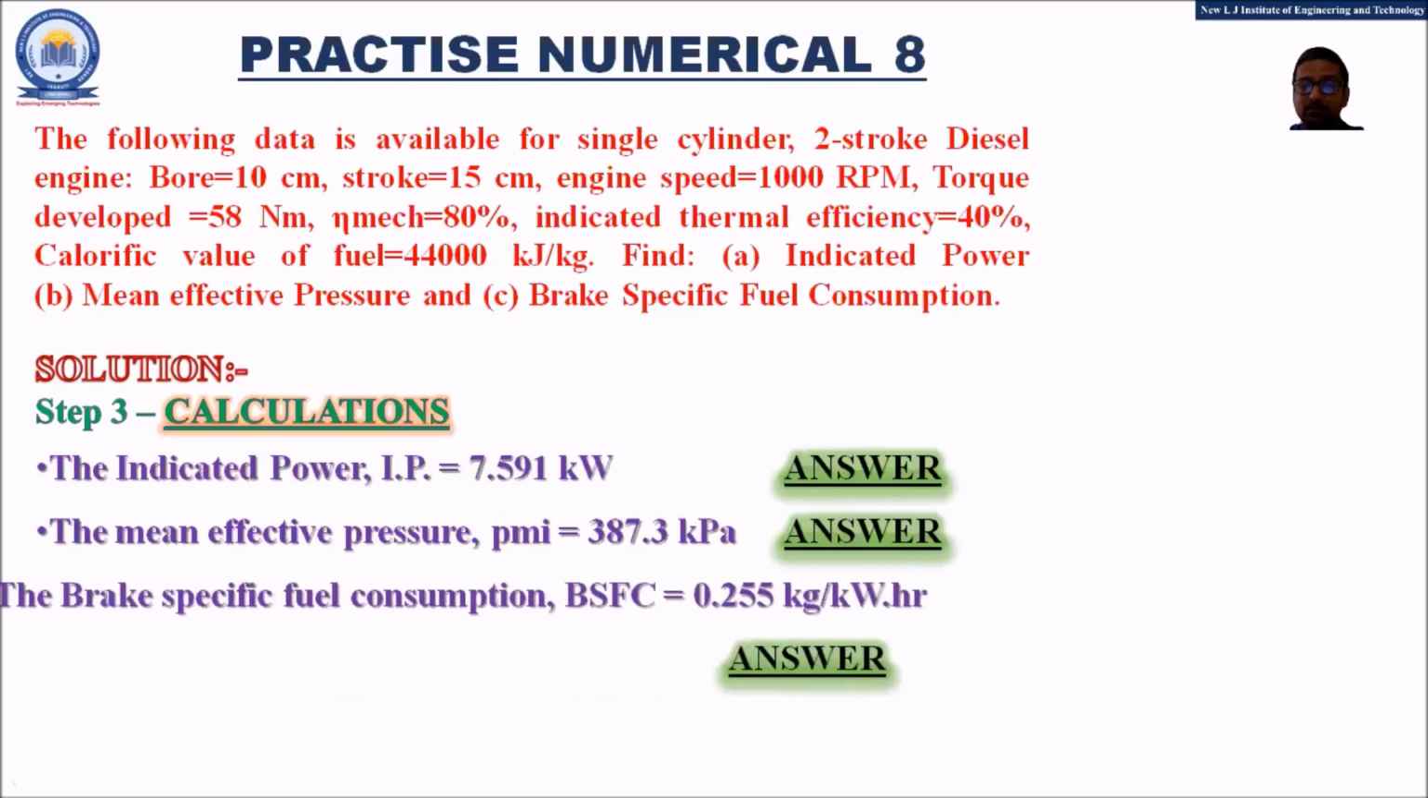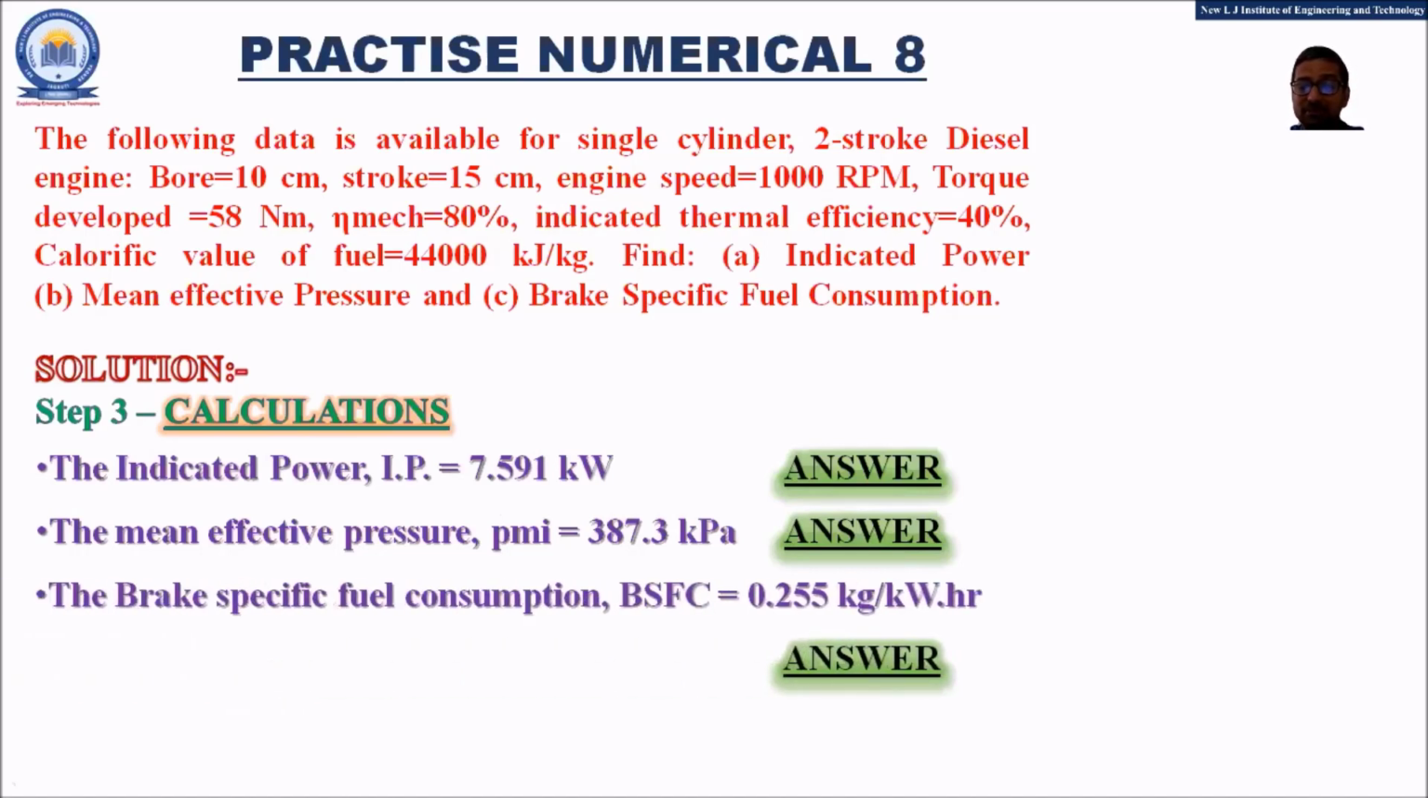And final answer, brake specific fuel consumption, BSFC, very easy to calculate. BSFC is equal to MF in kg per hour divided by BP in kilowatt. So this is the answer for the MF which we are getting after substituting the values and calculating the terms. So friends, now let me know from your side how many students have got all the three answers correct.